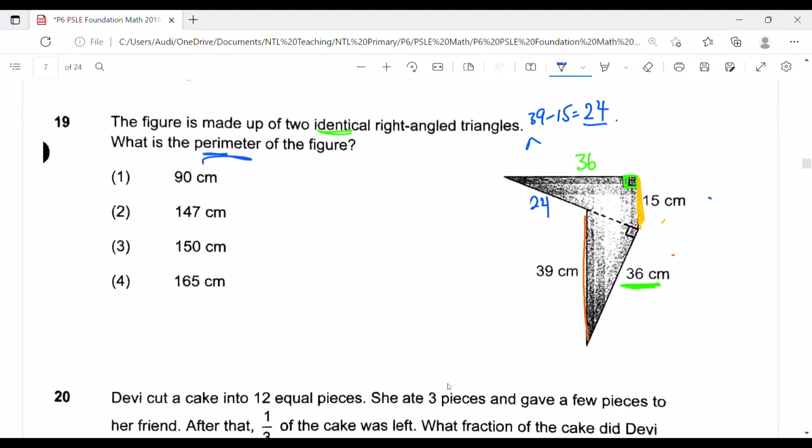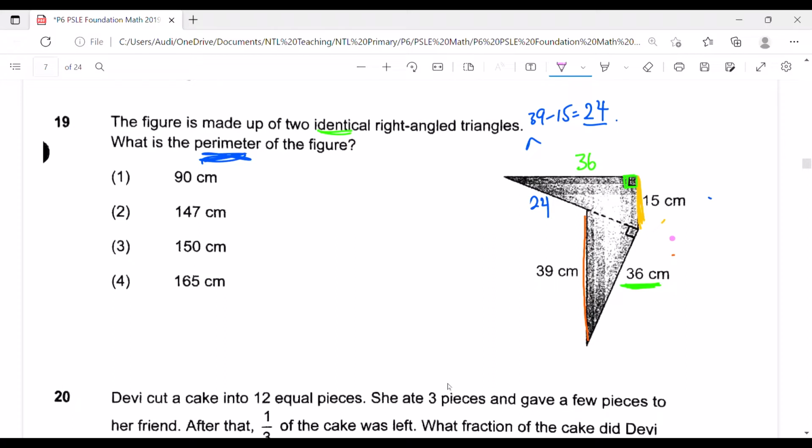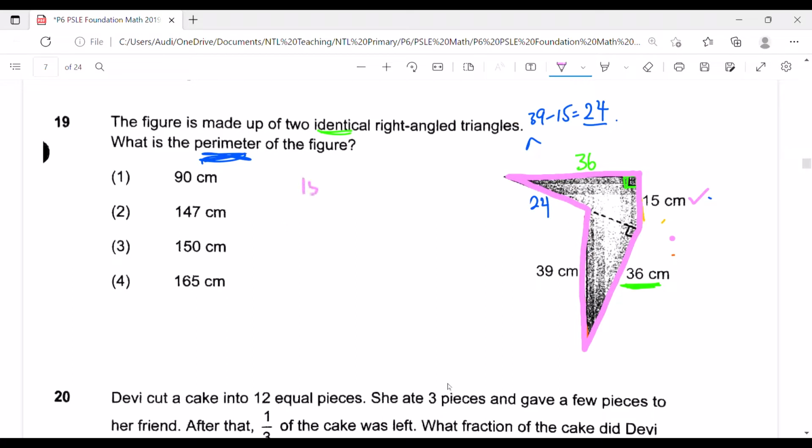What is the perimeter of the figure? Now, perimeter means you're going to go this way. Pick any starting point. Perimeter means all around, the outline, okay? This is perimeter. So I'm going to choose my starting point to be here, 15. So 15 plus 36. So that's 1, 5, 1.